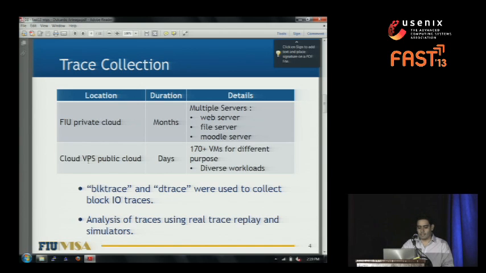Our traces were collected in two different locations. The first one, we collected traces at our university over months. We traced servers like web server, file server, Moodle servers, and we also took traces for our collaborators, CloudBPS. Those are day-long traces. We traced around 170 virtual machines that are in production. Those workloads are diverse because the virtual machines are for different purposes. After we had the traces, we started an analysis doing a real replay of the traces in an environment similar to the one where they were collected. We also developed a simulator in order to accurately get the hit ratio and all the characteristics of the workloads.